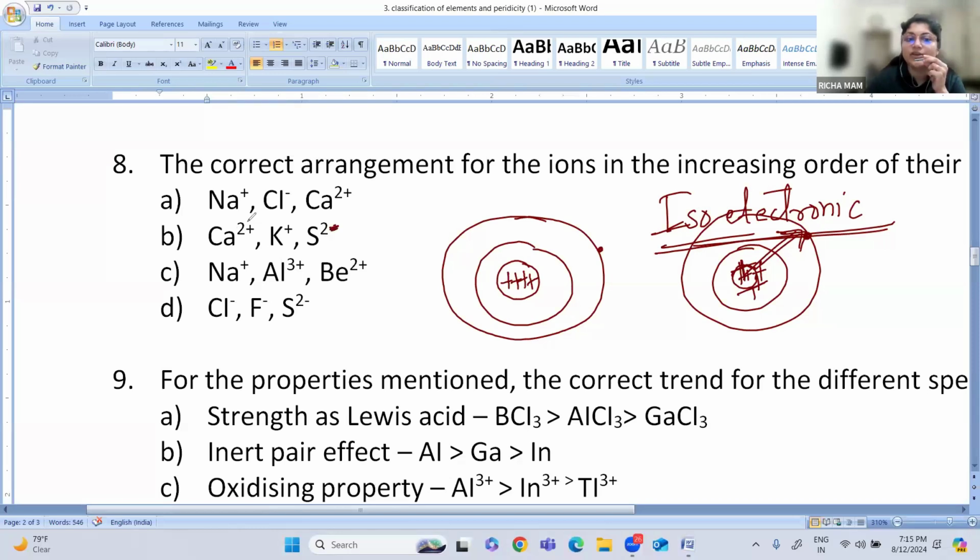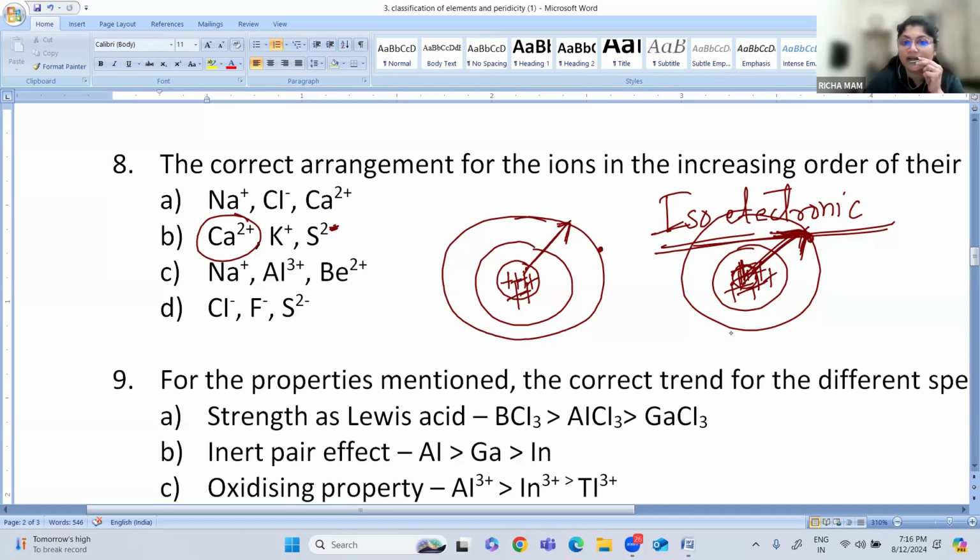Because in calcium, 2 electrons are removed, so the nuclear charge is what is happening here. Now, when K plus is there, 1 electron is removed. So with 1 electron removed, again the force will be more. So the complete nuclear charge is completely attracting the last electron.